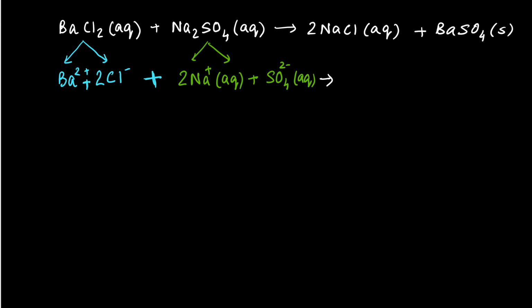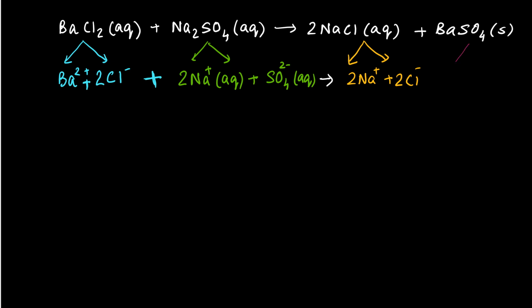So I'm going to again break this NaCl into its ions. I can maybe use another color here. Now NaCl breaks into Na+ and Cl-, but since it is 2 NaCl, I'm going to break it into 2 Na+ plus 2 Cl-.